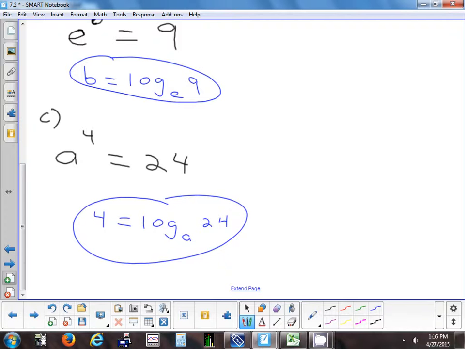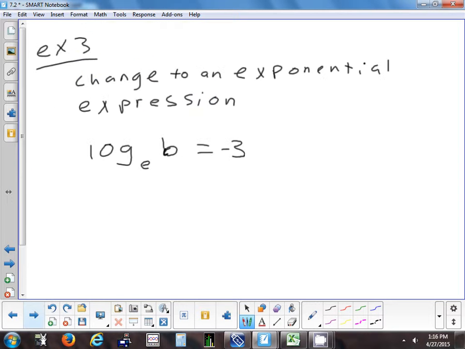Okay, any questions on that? So that's how you change to a log equation. Okay, now we've done that, let's try one more the other way again. Okay, let's change to exponential. Sometimes after we change one way, people start getting confused how to go back again. So this is just like example 1.